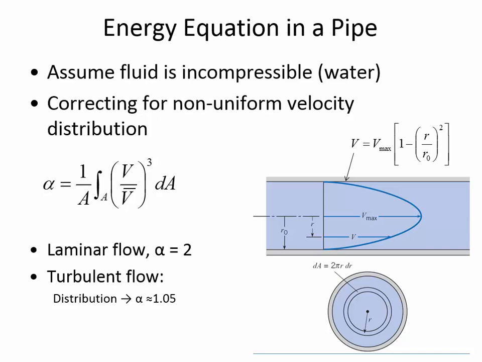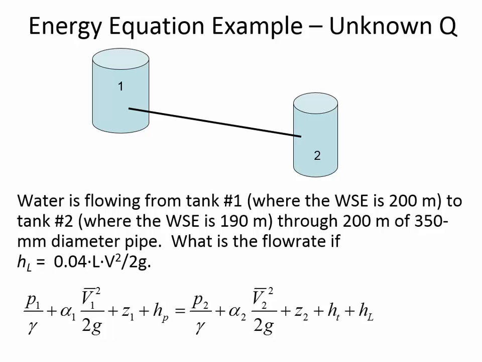All right. So let's use the energy equation. We have water flowing from one tank to another, and assume that the tanks are open to the atmosphere. In tank 1, what we're given is the water surface elevation. WSE is water surface elevation. So the elevation of the water at 1 is 200 meters. And the elevation of the water in tank 2, which is also open to the atmosphere, is 190 meters.